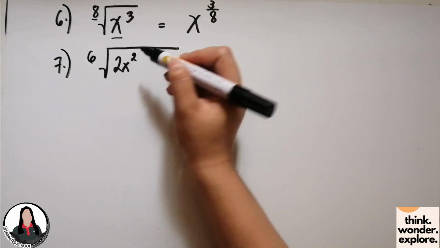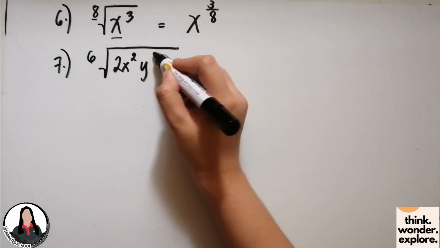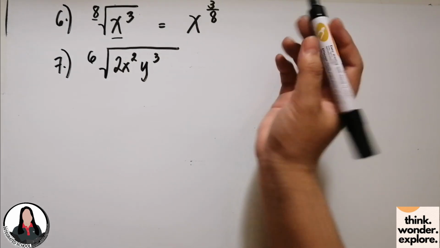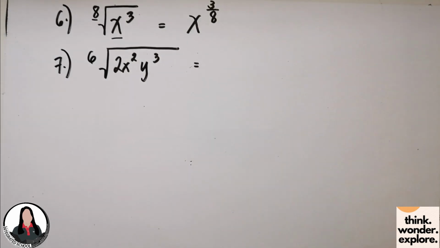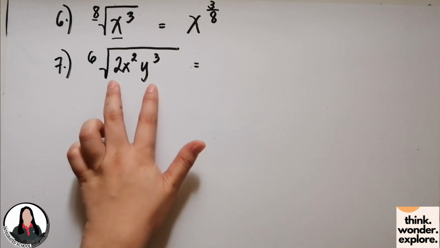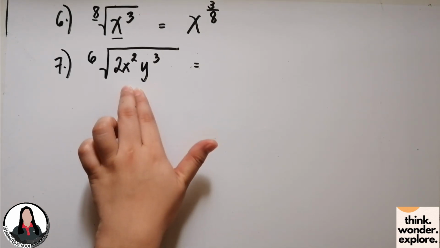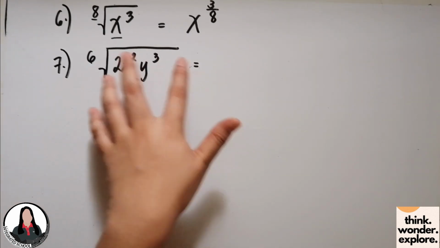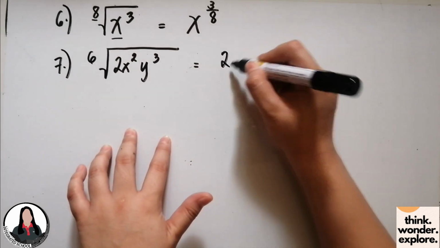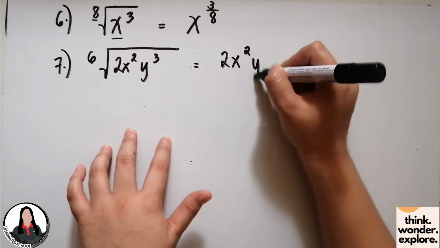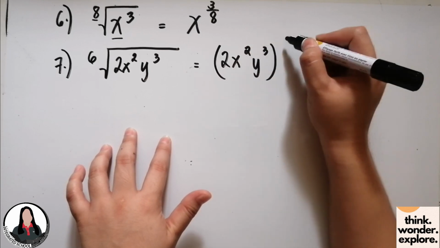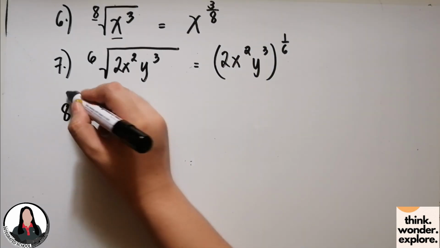Next, number 7. Example here ay 6th root of 2x squared y cubed. So, kapag nire-write natin siya, madali dahil ang factors ay parehas nasa loob ng, or lahat sila ay nasa loob ng radical sign. So, kapag nilabas natin siya, this will become 2x squared y cubed quantity raised to 1/6.